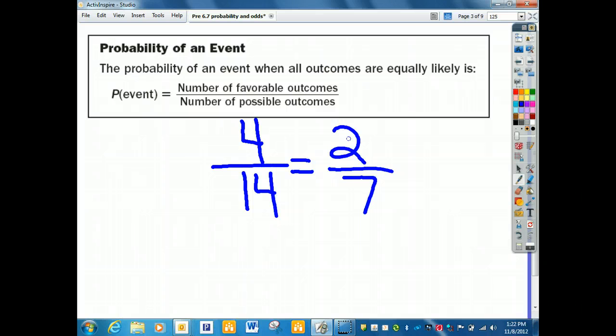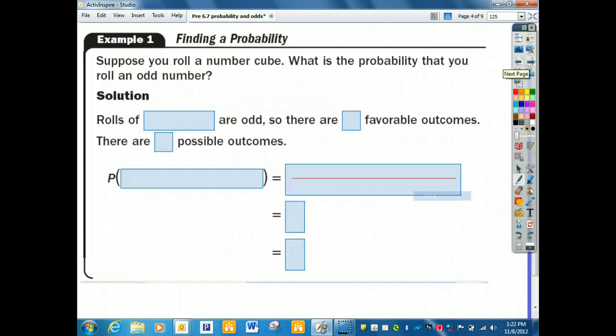So for that mother to have a brown puppy again in the next batch, the probability is that for every 7 puppies she has, how many of them will be brown? 2. How many of them will be black? 5. What's the probability it's a black one, if the rest of them were black? 5 out of 7, that is what we were talking about. Okay, that is just a little fun. Now let's go to the problems.